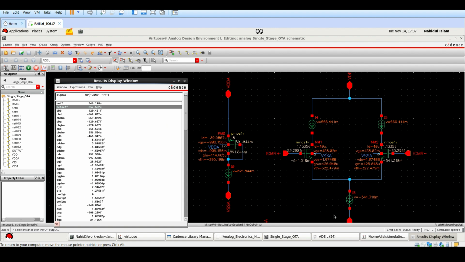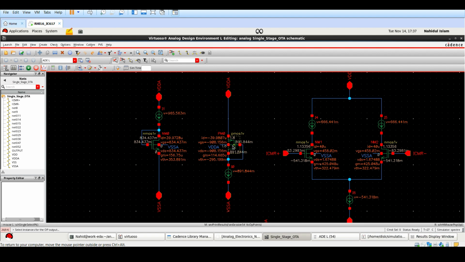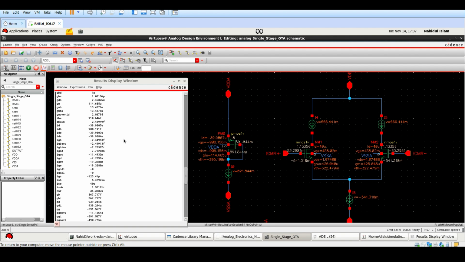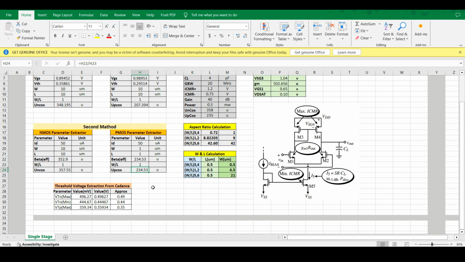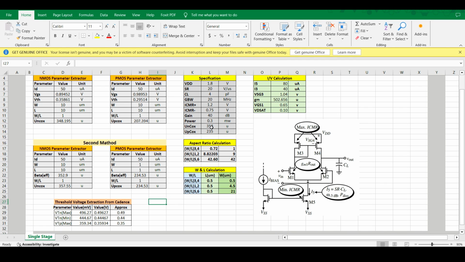Also, if I click this PMOS, then you get the beta effective for the PMOS PM0, which is basically 234.53. So this is basically the mu p Cox value for the PMOS. After that, I estimate the value. I round these values to 353 and 235. So I get the mu n Cox and mu p Cox.